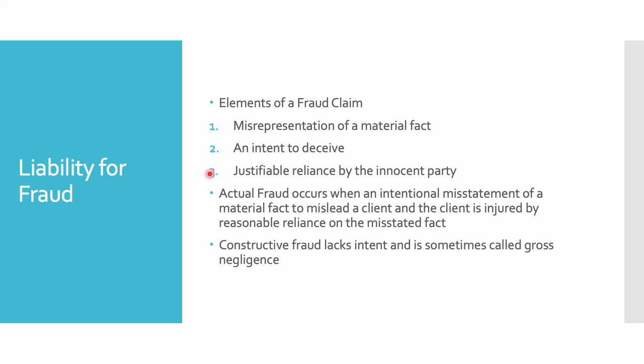Justifiable reliance by the innocent party. All right. This means that the party not making the misstatement or misrepresentation does in fact rely on that information, at least in part, to make a decision. For our purposes, we're talking about a financial decision. All right. And that it's reasonable, right? We use that word a lot, that a reasonable person would have relied on that information as well.